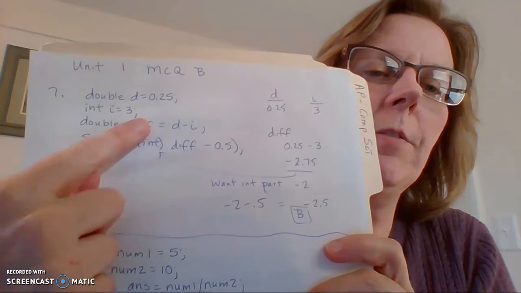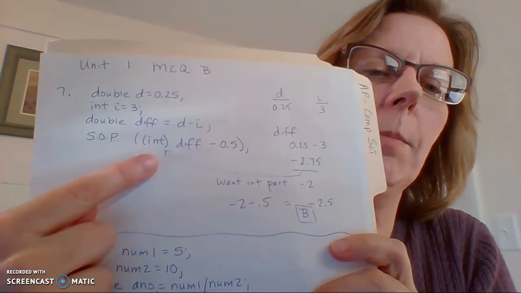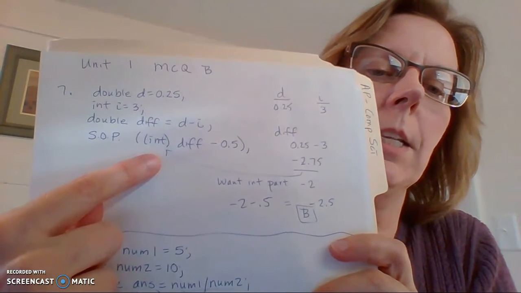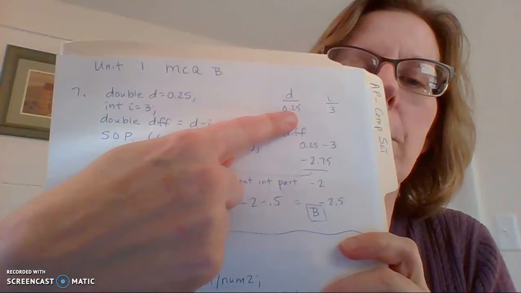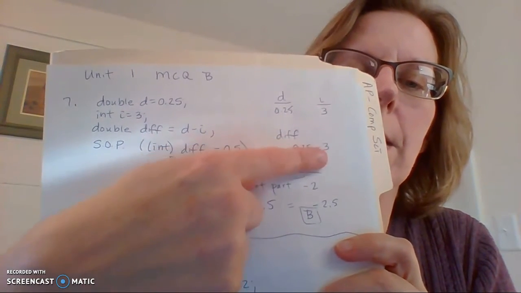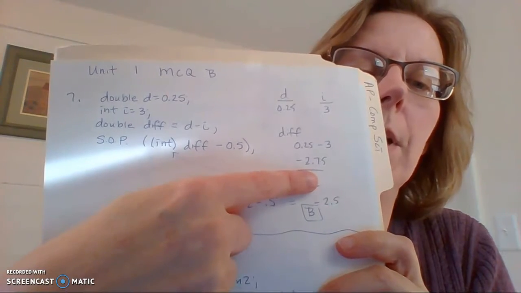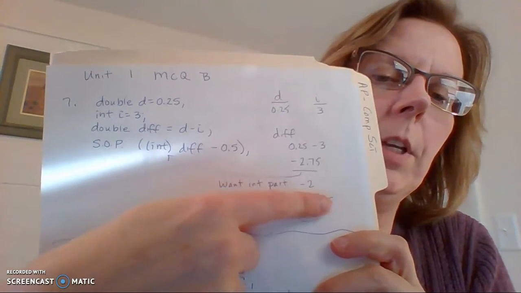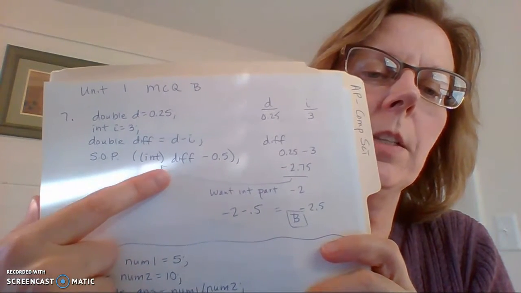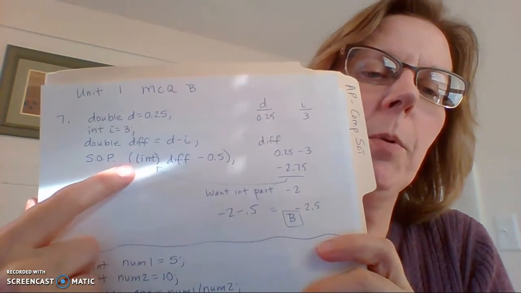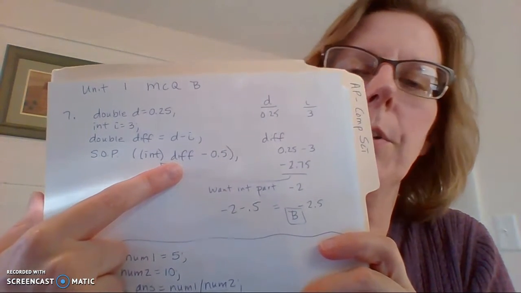You can see over here I have double D 0.25, I is 3, we're subtracting them, and then it's going to get cast to int over here. So of course I made my little chart, 0.25 for D, 3 for I, and then I subtract them and I get negative 2.75. And then over here, I'm going to cast it to int first. You notice the int's only affecting this part right here. If this left parenthesis had been before the word diff, I would have done the subtraction first.